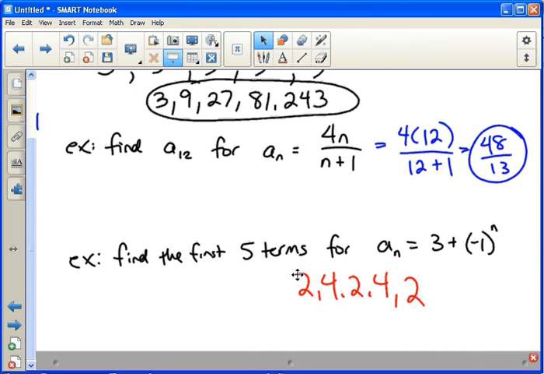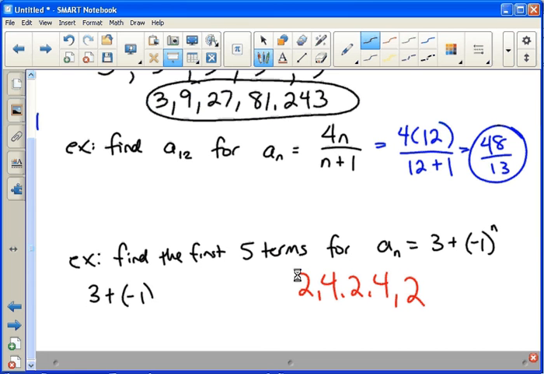Now the reason this does this is if you think about when we plug in these numbers. So 3 plus negative 1 to the first. Well, negative 1 to the first is negative 1. So you get 3 plus negative 1, which is 2. But if you do 3 plus negative 1 squared, negative 1 squared is positive 1, so you end up with 4. Anytime that exponent is odd, it's going to stay negative 1. Anytime it's even, it's going to become positive 1. So all this does is alternate back and forth between negative 1 and positive 1, which makes the sequence alternate between 2 and 4, 2 and 4, 2 and 4. Anytime you see a negative number raised to the n, that's probably a good hint that you're going to have something that's alternating in some way.